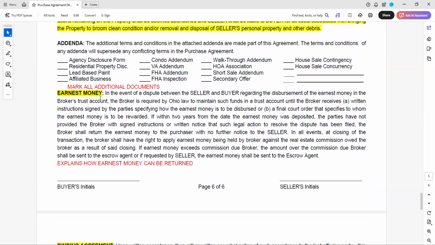Earnest money. So this section right here, you can read to your buyers because this explains how earnest money is taken care of with a deal.